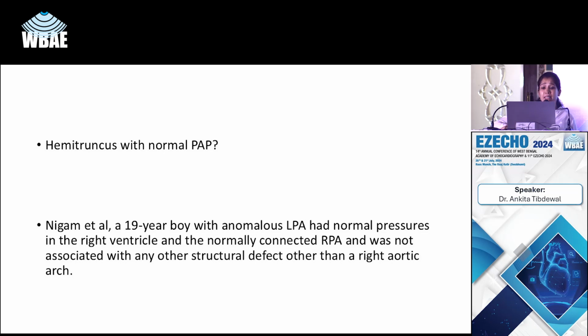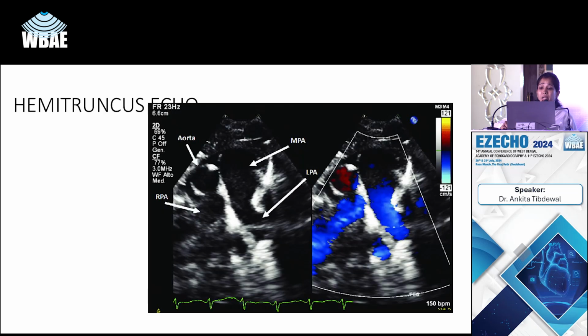There is one reported case in which hemitruncus has been reported with a normal pulmonary artery pressure. This is a case that was reported in 2014 of a 19-year-old boy with anomalous left pulmonary artery, and he had normal pressures in the RV and the normally connected RPA. And that case was not associated with any structural defect other than the right aortic arch. So according to the authors, this is the only reported case of this anomaly with a normal pressure in the RV and the normally connected pulmonary artery.